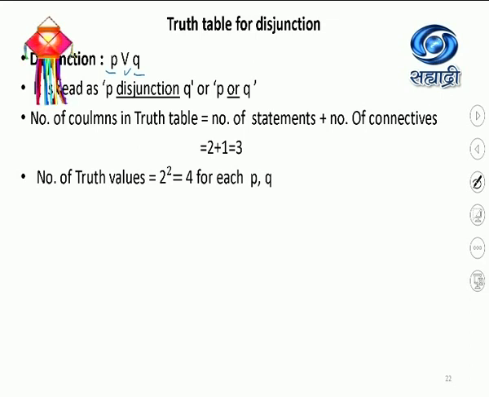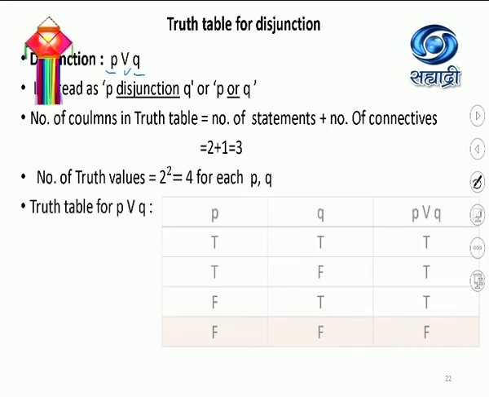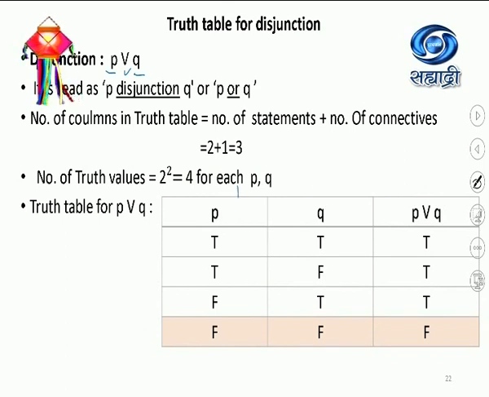Okay, so now here is the format of our table for P or Q. 3 columns, number 1, number 2, number 3. By default, first 2 columns go for the basic simple statements and the third one will be for the P or Q disjunction. Okay, now truth values of P and Q are by default. P will have TTFF, Q will have TFTF.